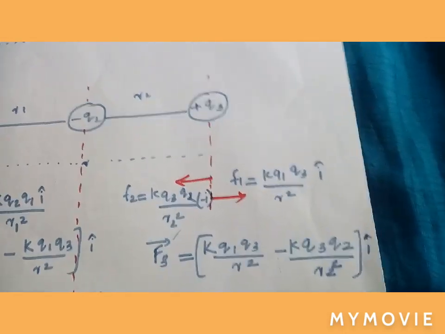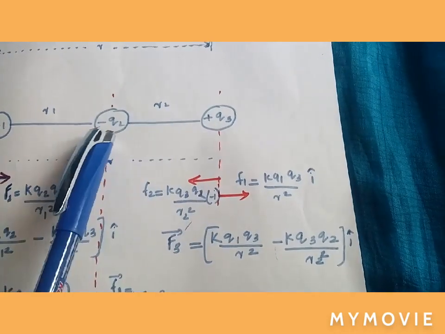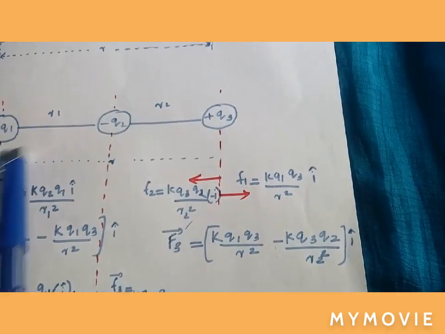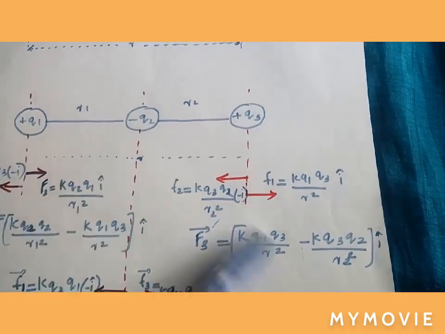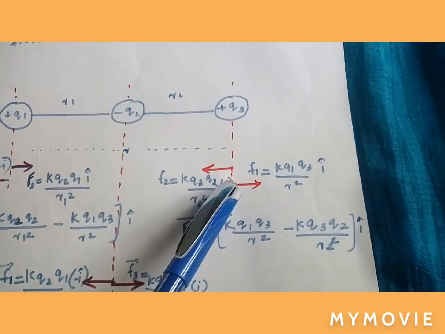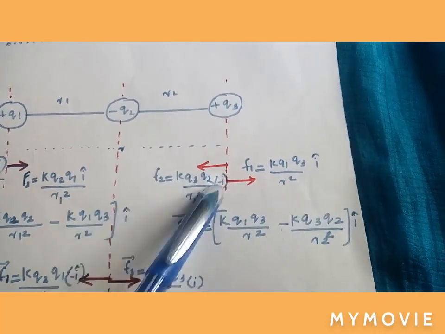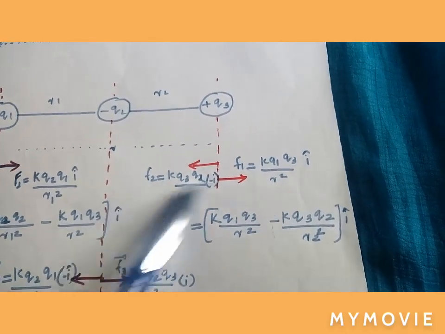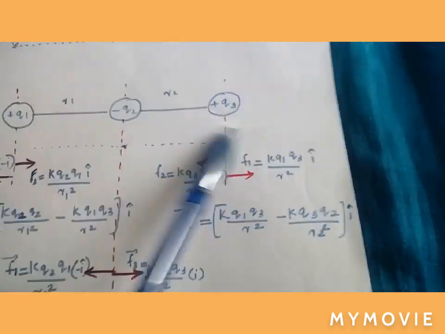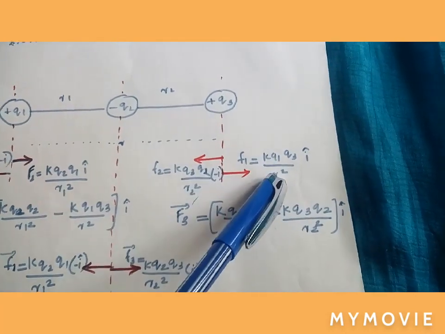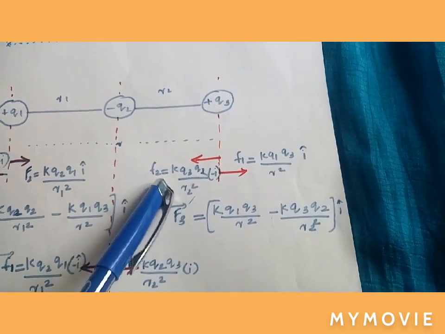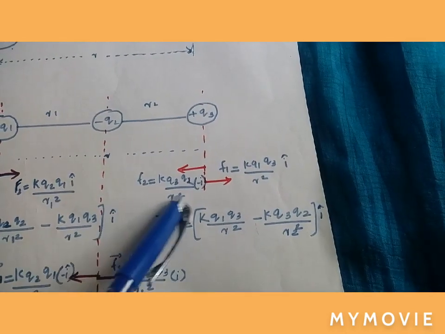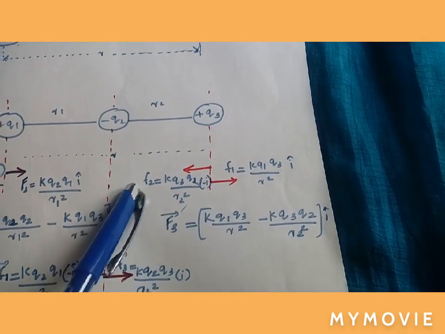For the third charge's resultant force, we know that q2 is a negative charge, so there is an attraction towards q2, and there is a repulsive force due to q1, so it is away from that charge. So F1 is the force due to the first charge and F2 is the force due to the second. So F1 is k q1 q3 divided by r square i cap, and F2 is k q3 q2 divided by r2 square into minus i cap, because it is to the left.